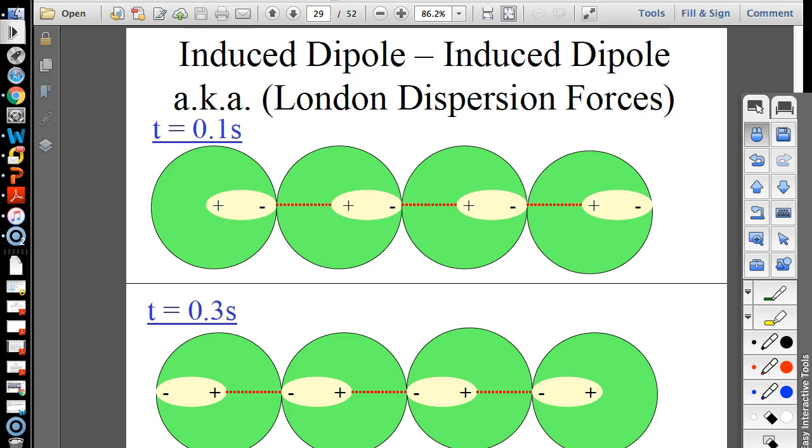And so let's think about those noble gases, okay? Which of the noble gases would have a higher volume? Talk to your neighbors.